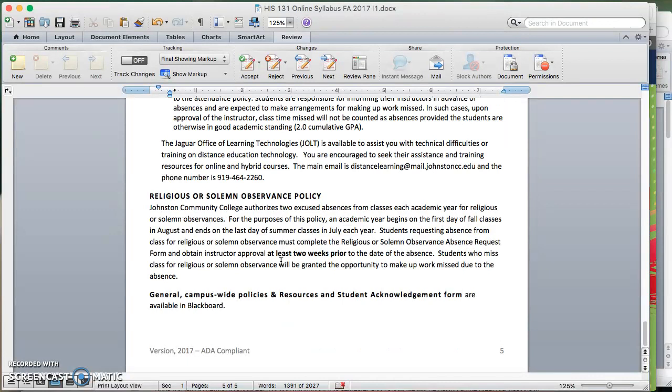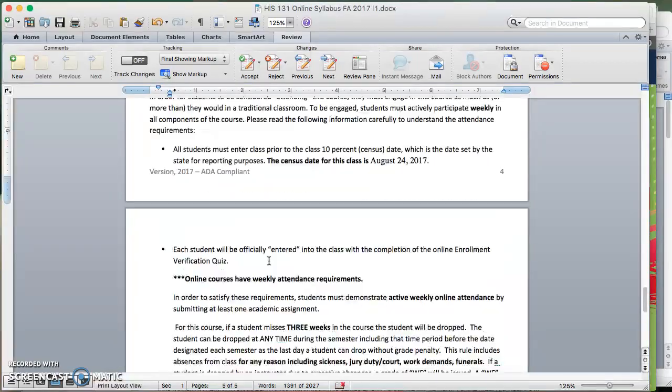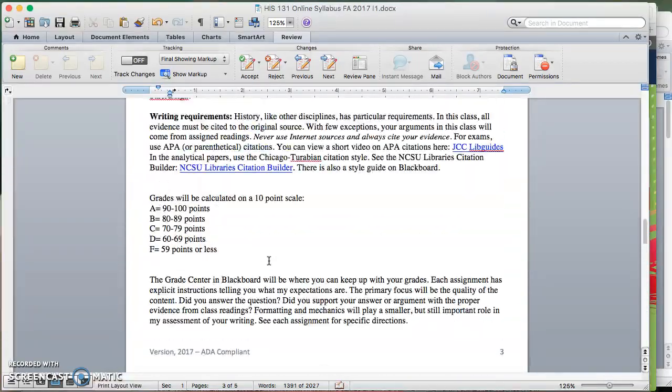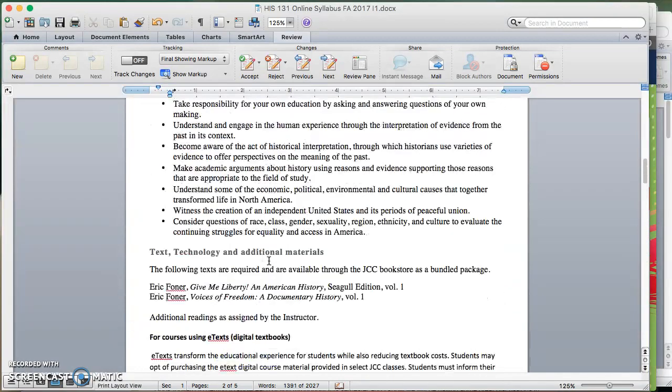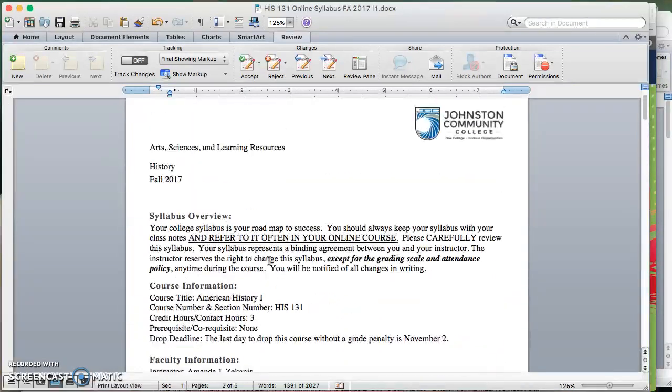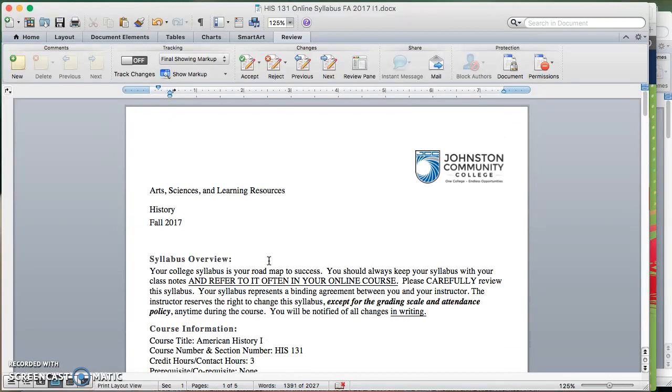And religious or solemn observance, you know, that is standard in every syllabus. 2 weeks notice. Let me know what's going on. If you have a problem, communicate with me. If you have a death in the family, if you have hospitalization, if you have an emergency, if your kid is sick, right? We're all adults. We all have adult issues that come up. Email me. Let me know what's going on, okay?